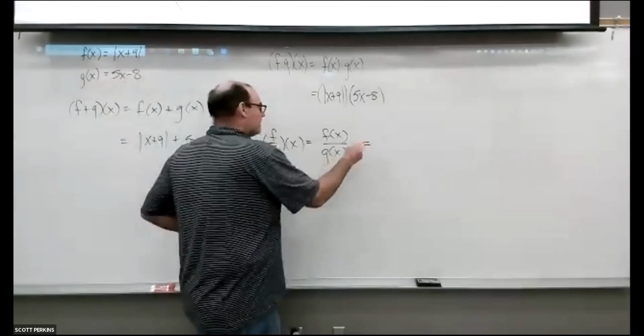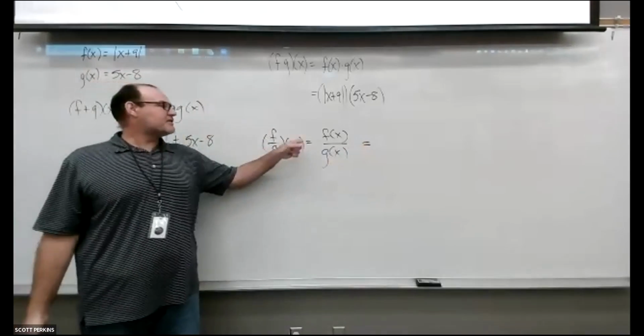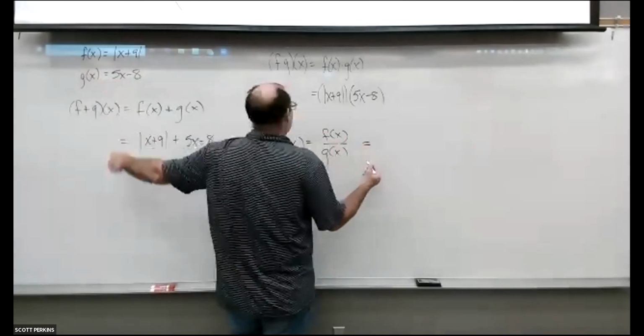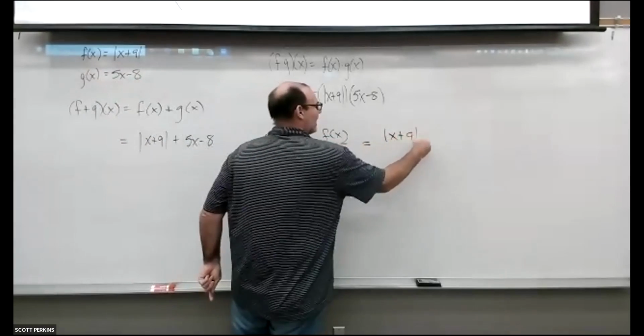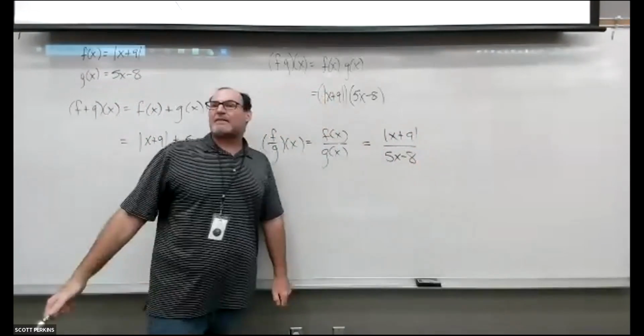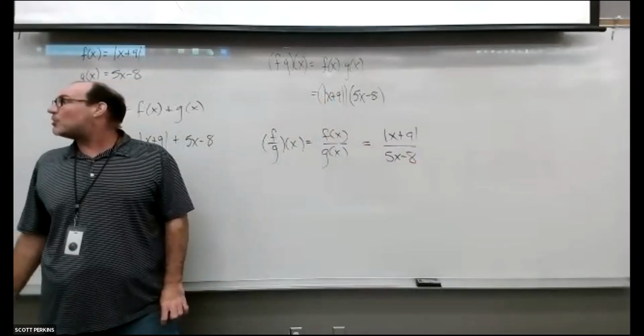Here goes. So the quotient function is just the quotient of the two functions. So I'm going to put f of x in the top. F of x is the absolute value of x plus 9. G of x in the bottom. G of x is 5x minus 8. If you got that, you did fantastic. That is the quotient function.